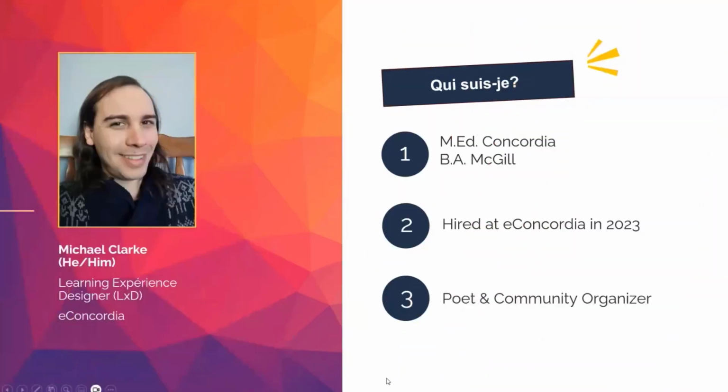So who am I? My name is Michael Clark. My pronouns are he, him. I'm a learning experience designer at eConcordia. I got my Master's of Education at Concordia, my Bachelor of Arts at McGill, and I was hired at eConcordia in 2023. I'm also a poet and community organizer.